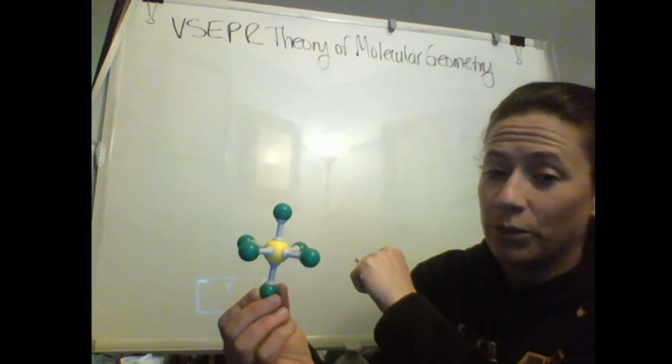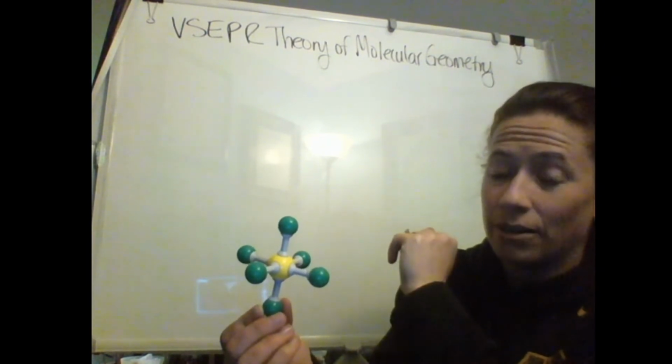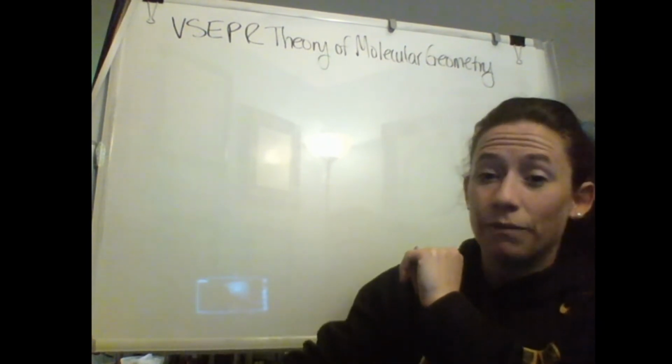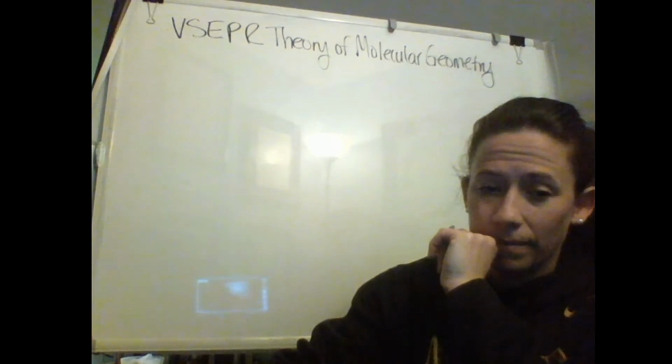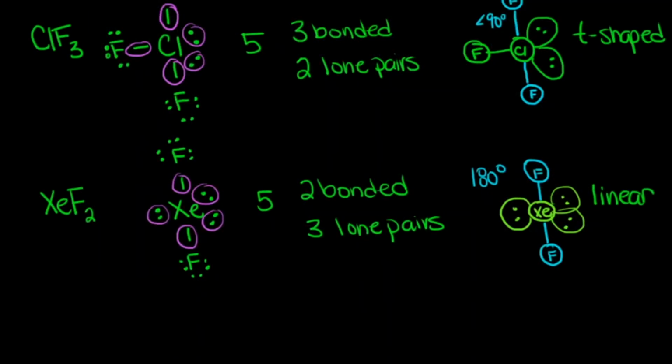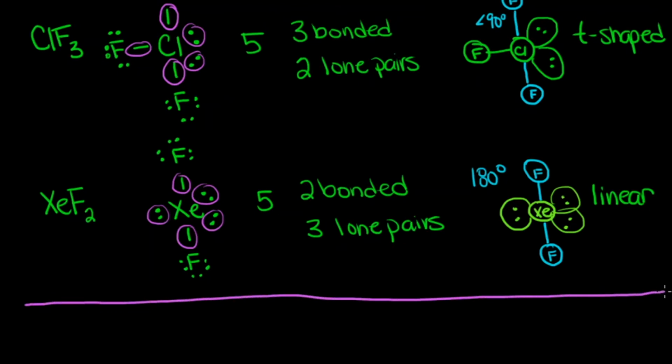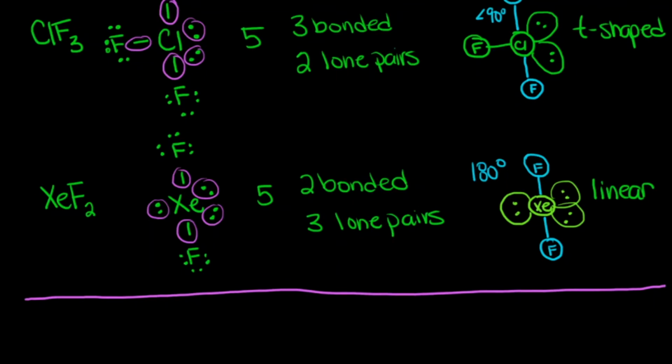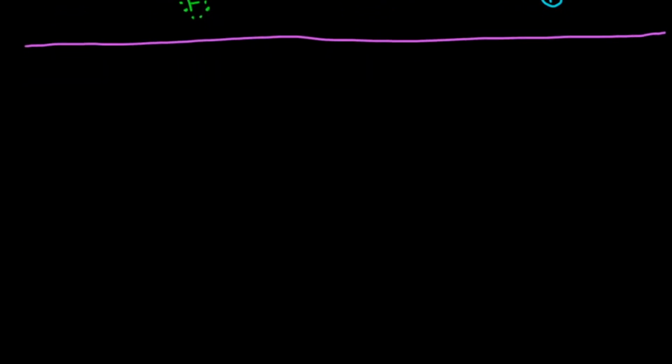Let's draw a purple line between our 5-domain and our 6-domain families and do a few more examples. All right, I need to draw a dividing line here because now we're going to 6 domains.